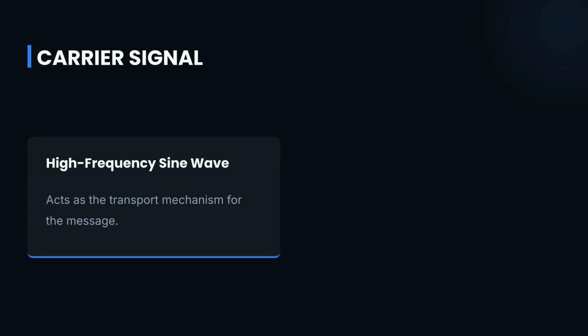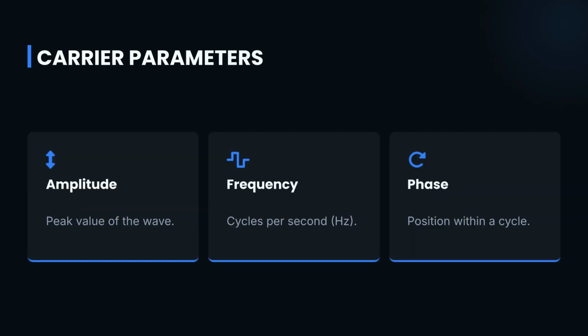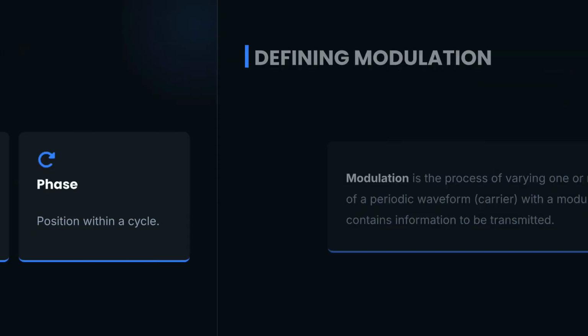The carrier signal is a high-frequency sine wave that transports the message. It is defined by the equation c(t) equals AC cos(2 pi FC t plus phi), where AC is the amplitude, FC is the frequency, and phi is the phase. The carrier signal has three key parameters that can be modulated: amplitude, which is the peak value of the wave; frequency, which is the number of cycles per second; and phase, which is the position within a cycle.